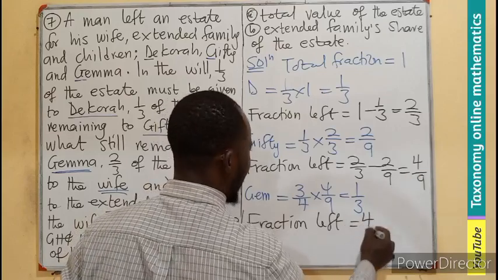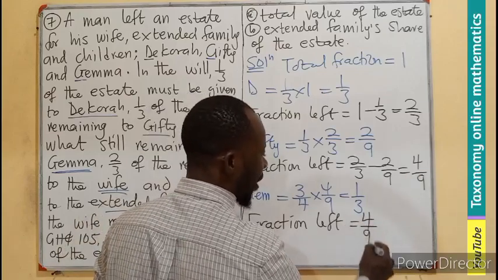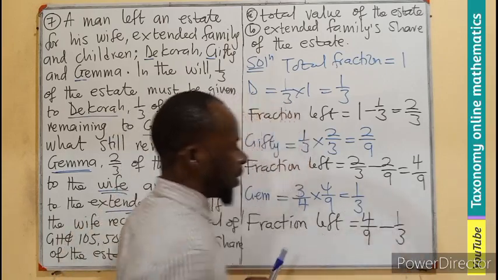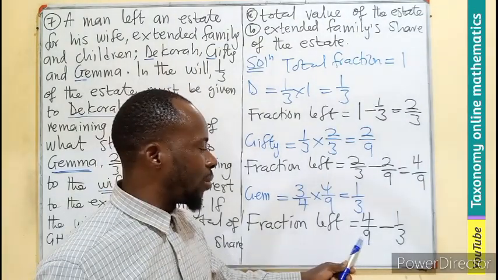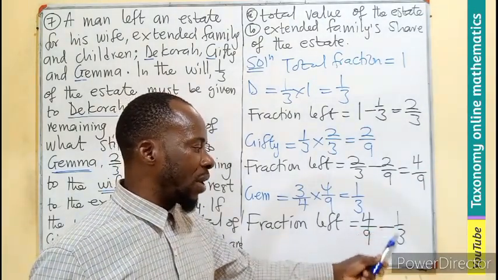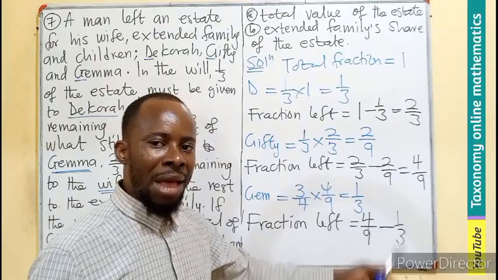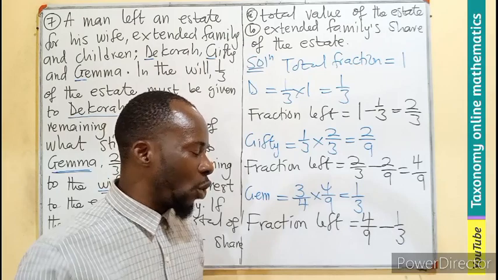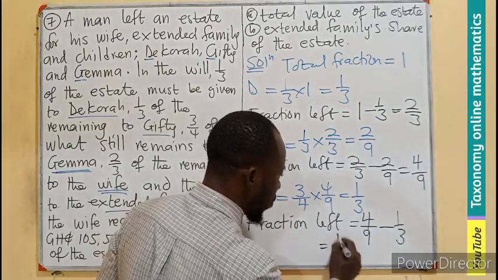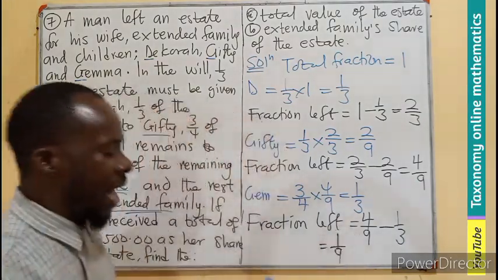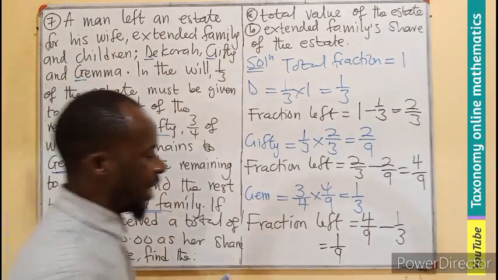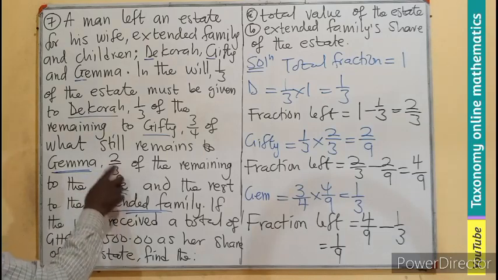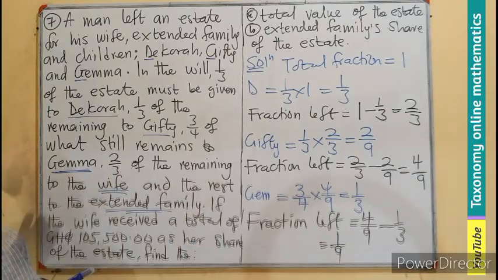The total fraction after Gifty will be 4 out of 9 minus what Jima is taking. The same way, we see this as a multiple of 3, so we multiply top and bottom by 3. The numerator will be 3, and 4 minus 3 will be 1. So we are going to have 1 out of 9 as what is left. Out of this money is what will be given to the wife.